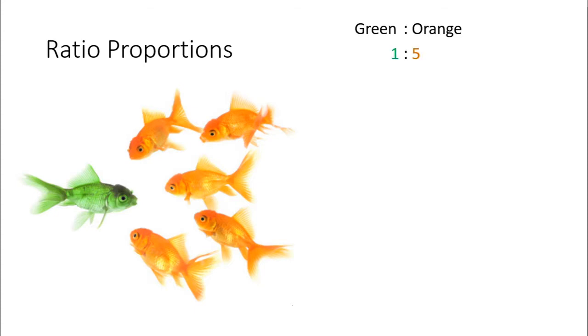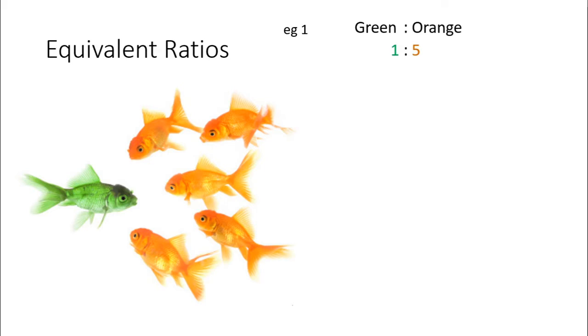So I can write this ratio. I would start with writing it in words to make it really clear what the numbers represent. So on the green side, I've got 1 green fish, and on the orange side, I've got 5 orange fish. Now this is already a simplified ratio. I couldn't simplify this anymore because there is no common factor between 1 and 5 that I could divide both sides by and still have whole number answers. Let's start with this simple example. So we've got 5 orange fish for every 1 green fish.